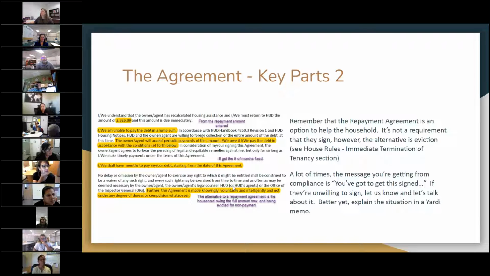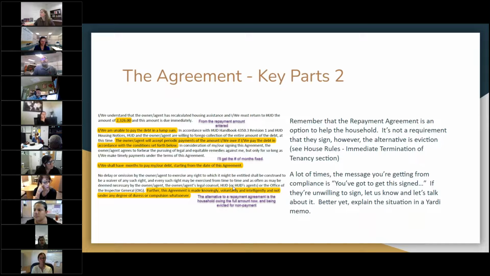A little bit further down the repayment agreement, we got our balance listed. And another key part of the repayment agreement, they're unable to pay the debt in a lump sum. So they can't afford to pay it all off right now. That's why we're entering into this agreement to pay it over several months. Just a couple things I noticed carefully reading through. This sentence is broken. We need to fix this token with Yardi. It should say, we shall have blank number of months. So it should actually have the number here. I'll get that fixed.